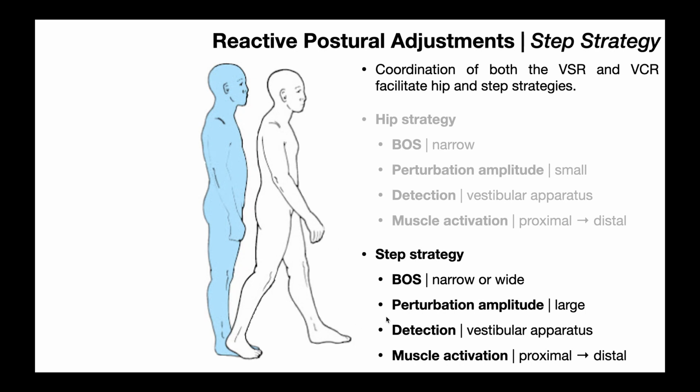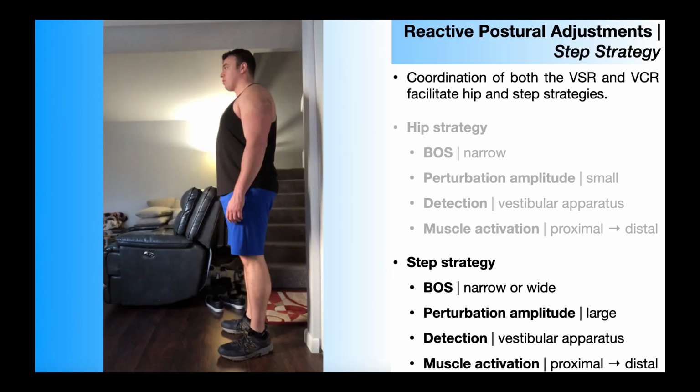Okay? So perturbation amplitude to elicit a step strategy is going to be large. And as we mentioned, detection of that center of gravity shift is through the vestibular apparatus, and the muscles are going to activate in a proximal to distal pattern.